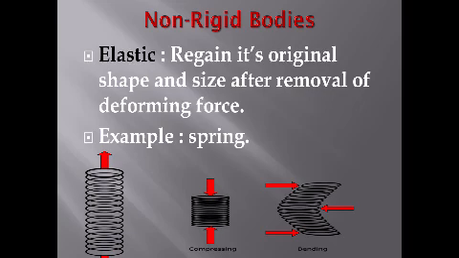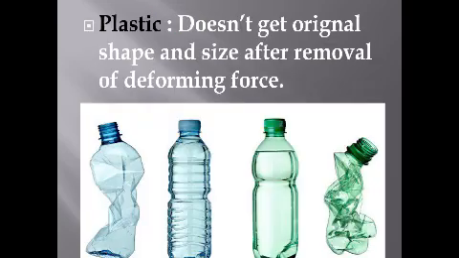An elastic material regains its original shape and size after the deforming force is removed. If we apply any external force to change a shape, and after removing that force it comes back to its original shape, it is known as an elastic body. Examples of elastic bodies are spring, rubber, etc. This phenomenon is known as elasticity.